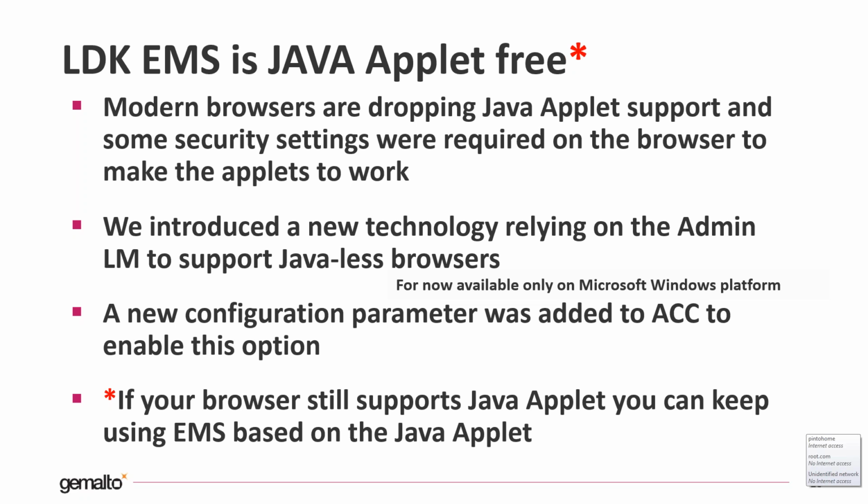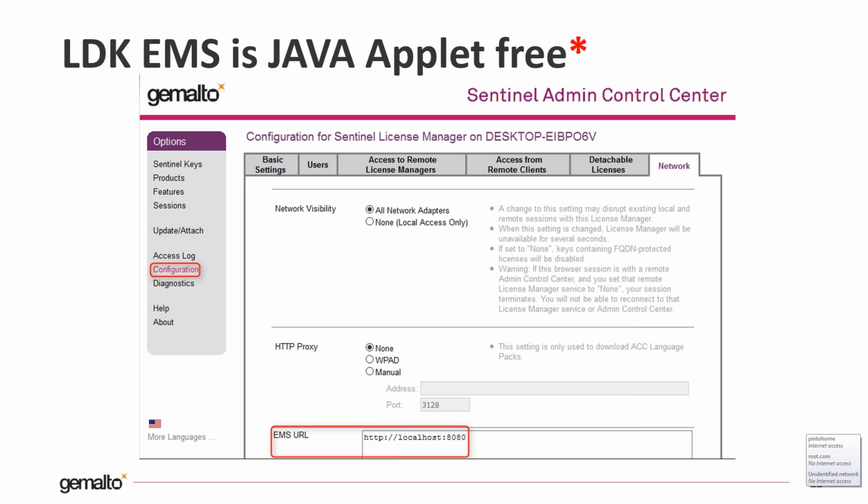Okay, so how did we actually facilitate that? What did we add? In the Sentinel Admin Control Center, there was a new network configuration added, as you can see in this screenshot. If you go to configuration, network, now you can tell the Admin Control Center the location of the EMS URL, and this is why the Java applets are not being used. We facilitated it by the license manager now knowing the URL of the EMS that is running this application.